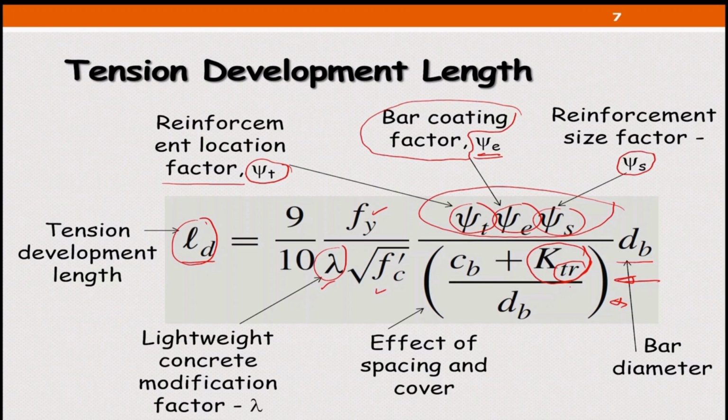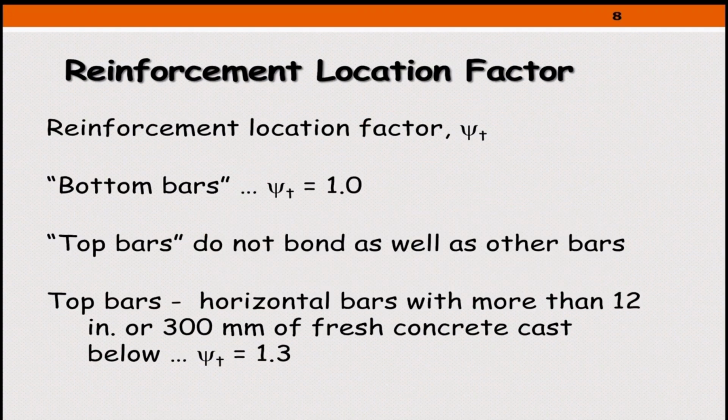So, what are the characteristics? How do the stirrups' characteristics affect the evaluation of LD? So let's go factor by factor here. We'll start with psi t, which is the reinforcement location factor. According to the code, bottom bars would not require a change in the bond length or development length. However, for top bars, we need to increase the bond length or the development length.